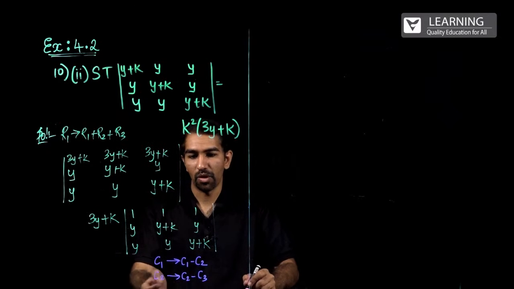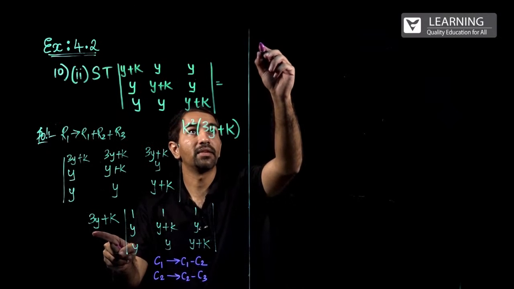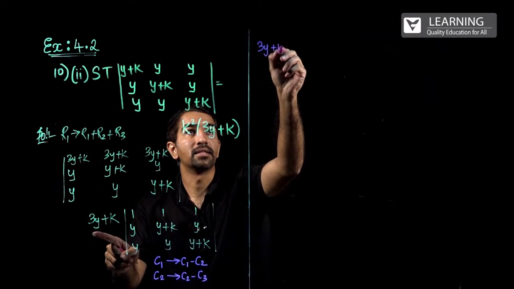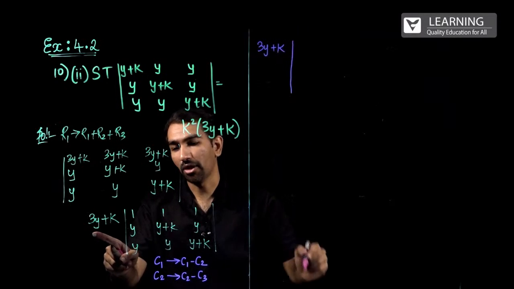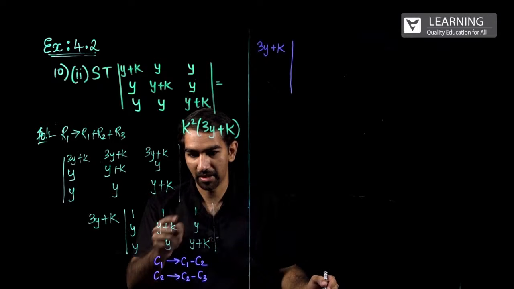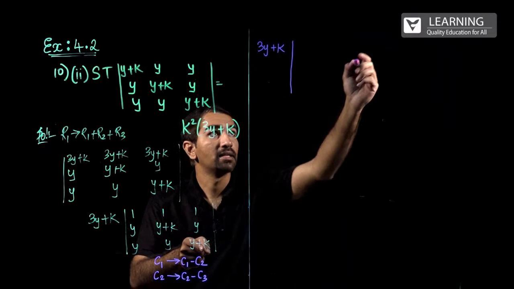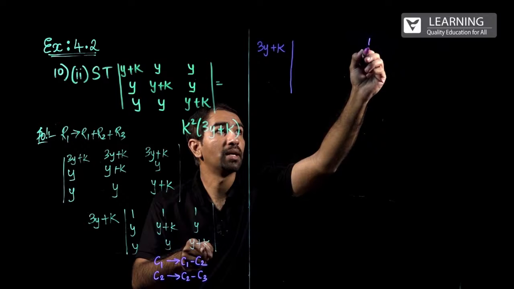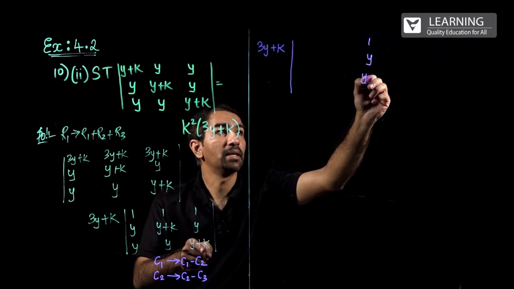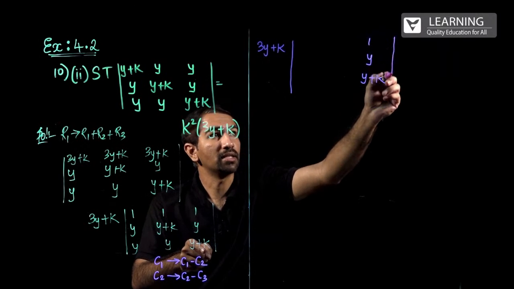Okay. So what will we be getting? This will be as it is, 3y plus k as it is. So which column is not getting disturbed here? C1 and C2 are getting disturbed, right? C3 is untouched. Write C3 first. So we'll write here 1, y plus k. So that is as it is.